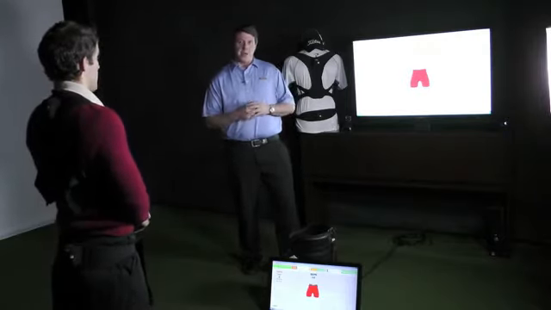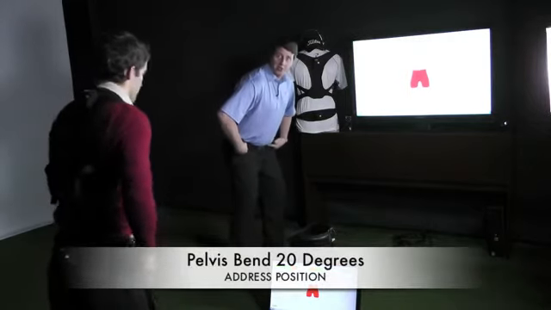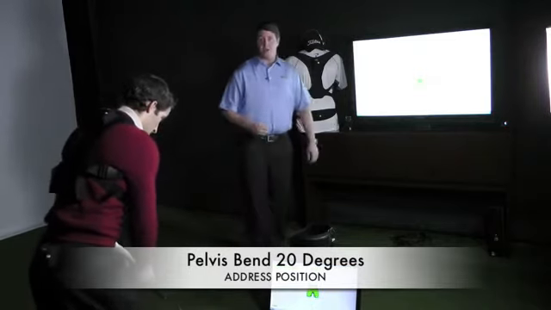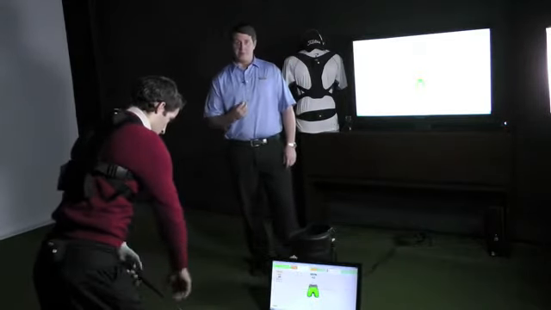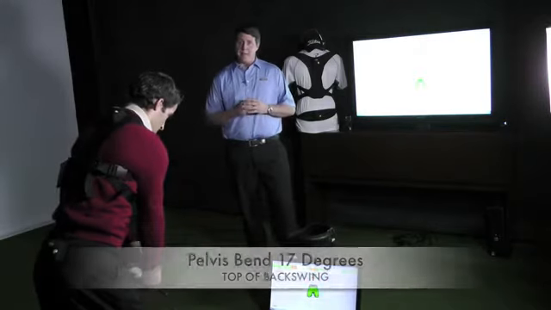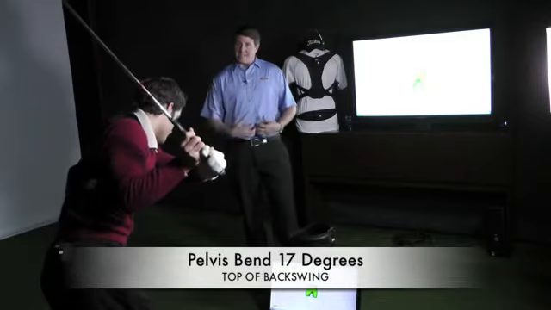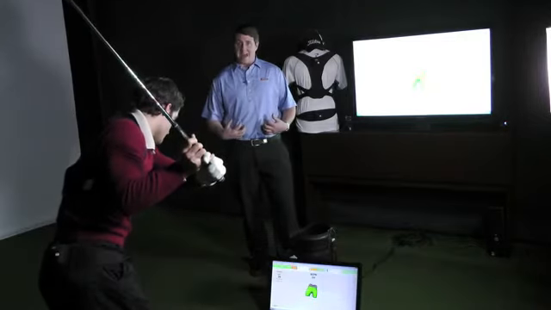Now, what I've got set up with biofeedback right now is 20 degrees of pelvic bend. So as Patrick gets into a good neutral posture, you'll actually hear the tone from the 3D animation. It's then set up for him to go into the top of the backswing and continue to keep that tone. He's got to keep a nice engaged core to make that happen.